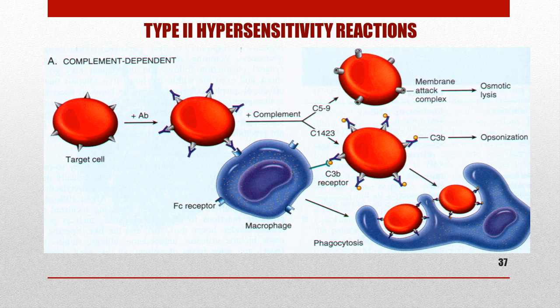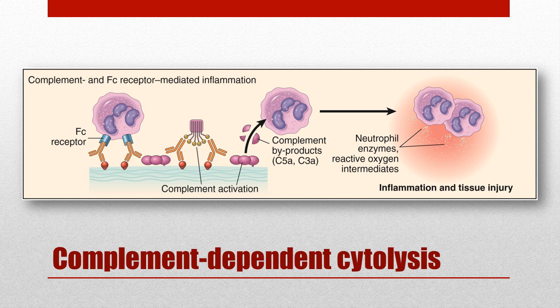Pathochemical stage may occur in three ways. First is complement-dependent cytolysis. Second is opsonization and phagocytosis. And third is antibody-dependent cellular cytotoxicity. Now we see complement-dependent cytolysis. Here, antigen plus antibody complexes are fixed on the cell membrane surface. They bind complement and activate it in classic pathway.